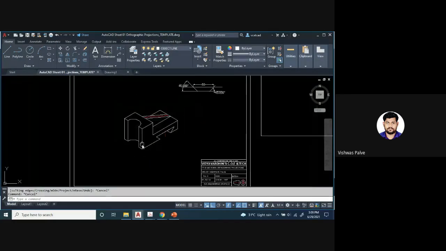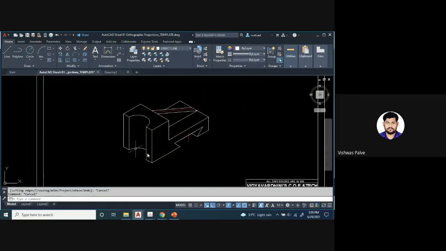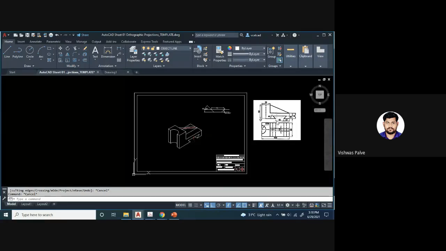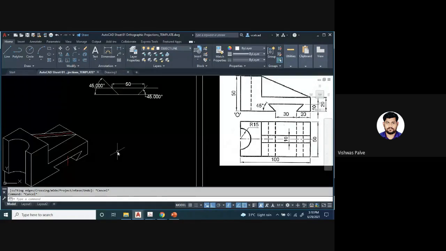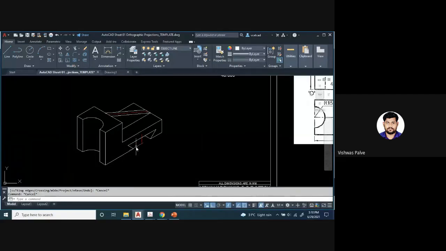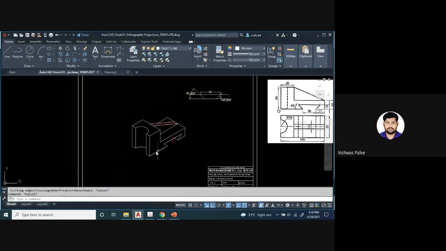So this is the actual problem. Here we have completed that problem. This is the solution for this particular problem. No need to show the dimensions, dimensions are not required. Only this much part is required. Is that clear? Any difficulty in isometric?